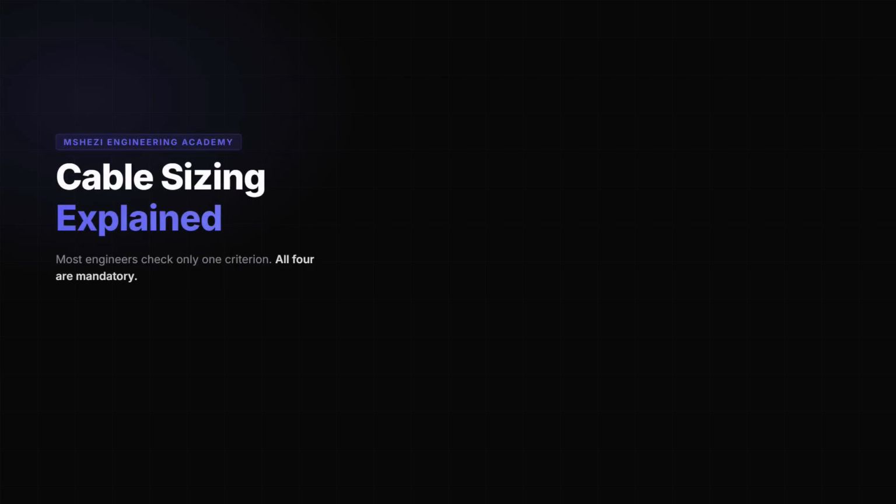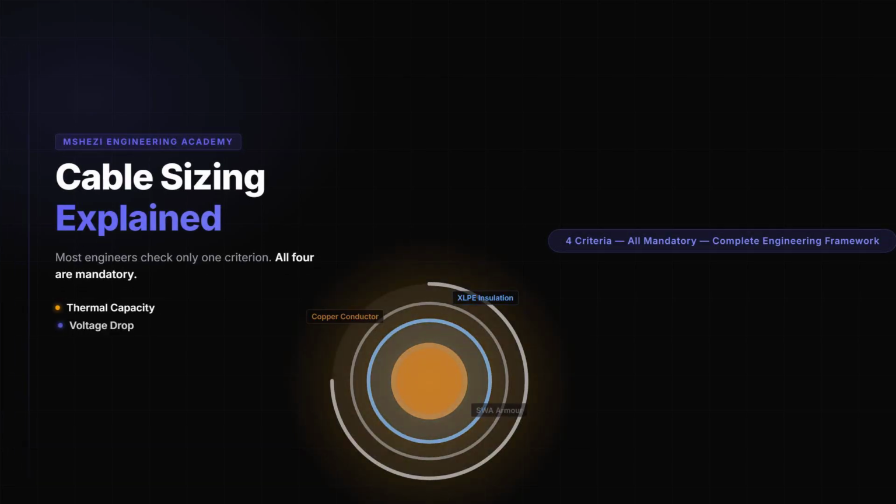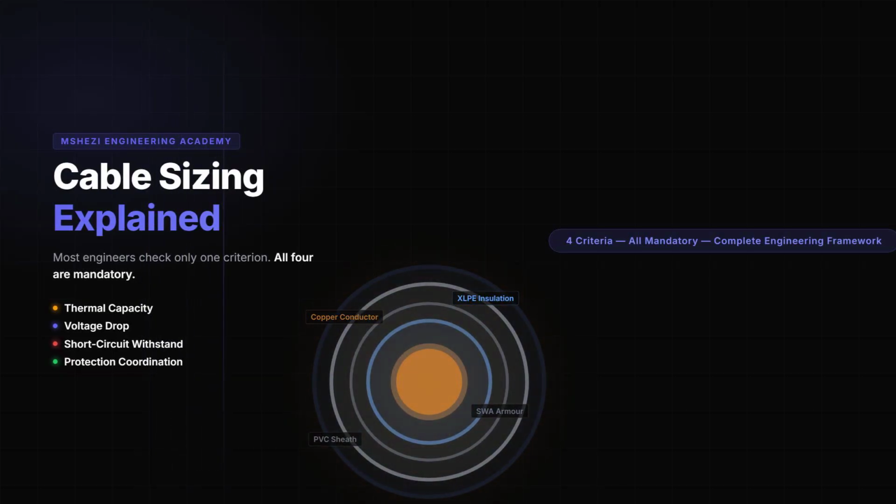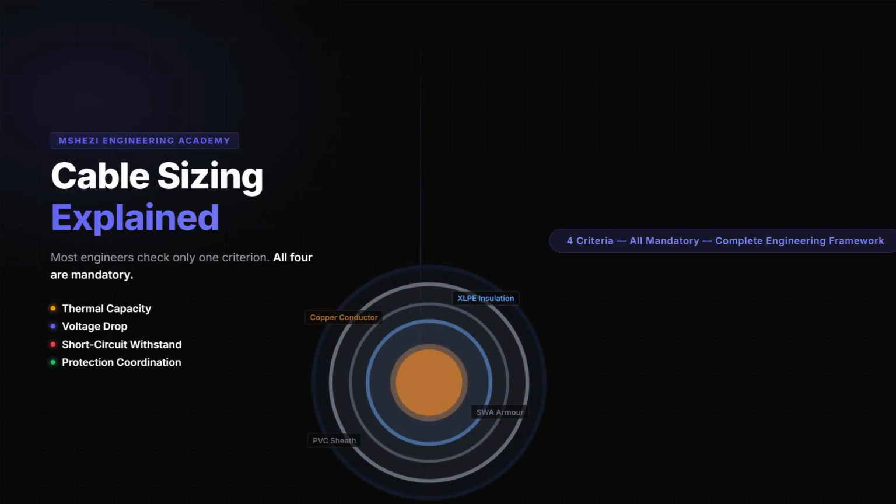Every year, electrical cables are undersized on industrial projects across the world. Not because engineers don't know Ohm's law, but because cable sizing is not one calculation. It is 4 simultaneous criteria, and most calculations stop after the first one.